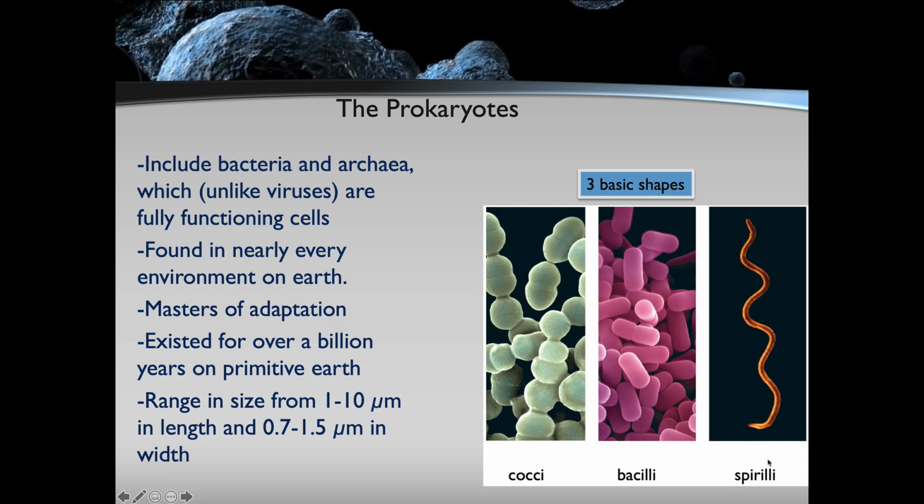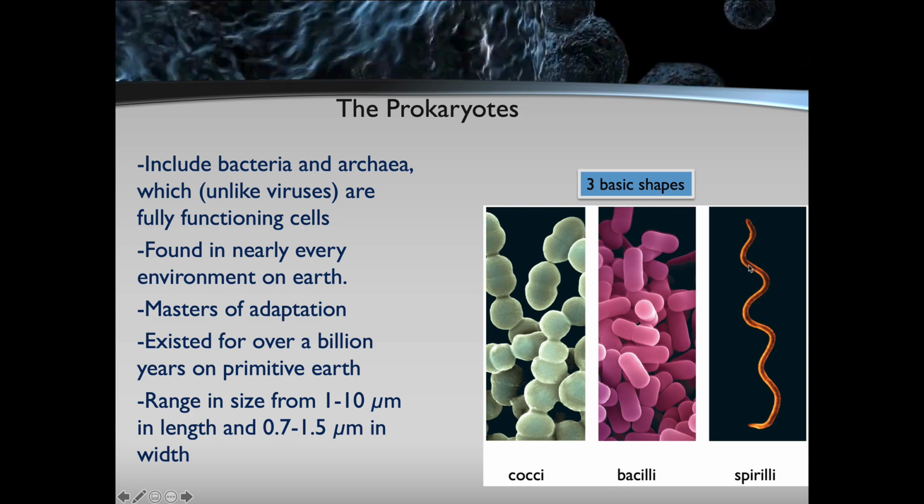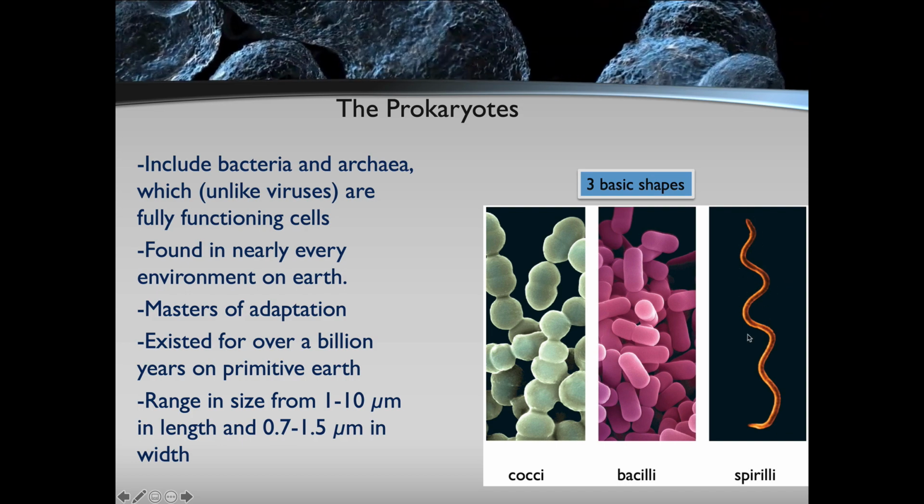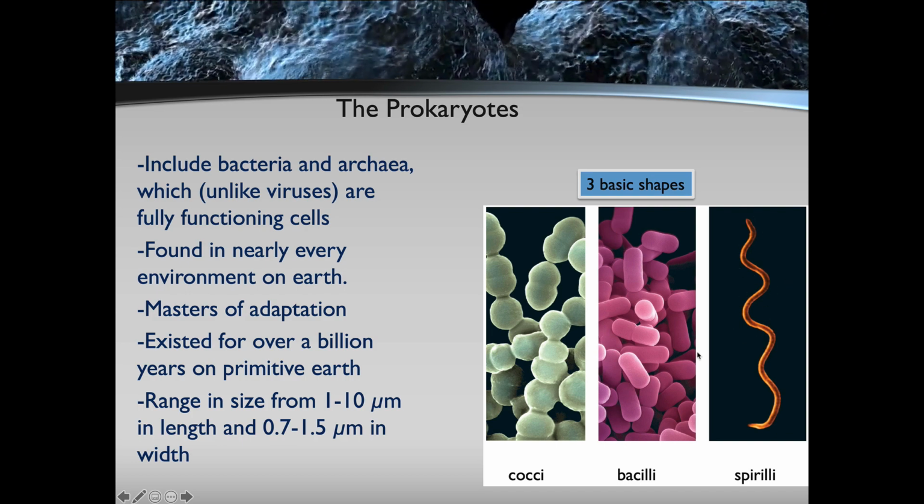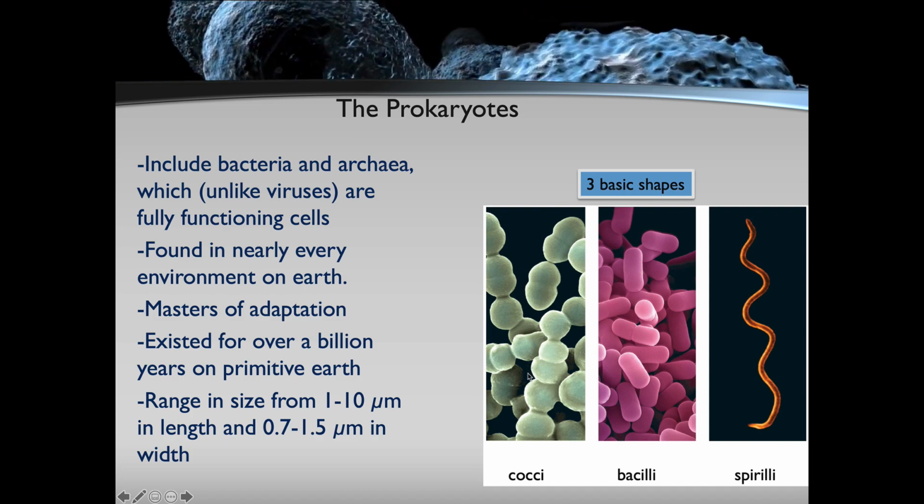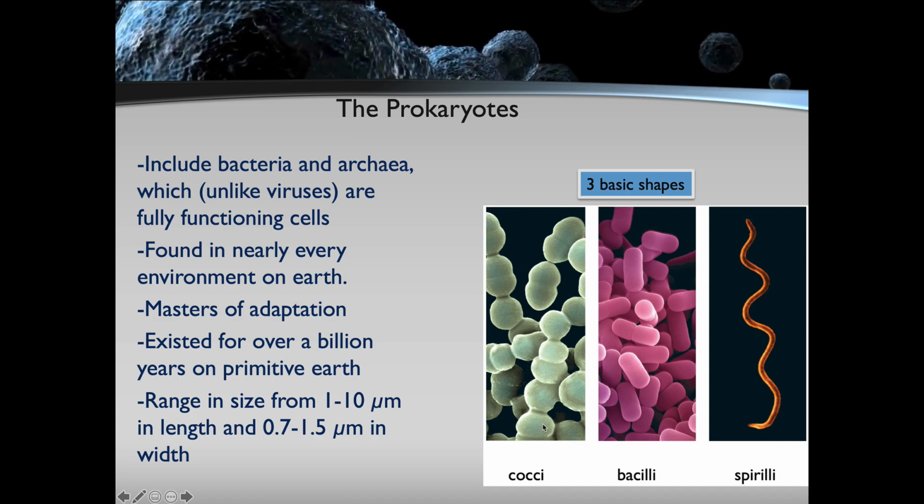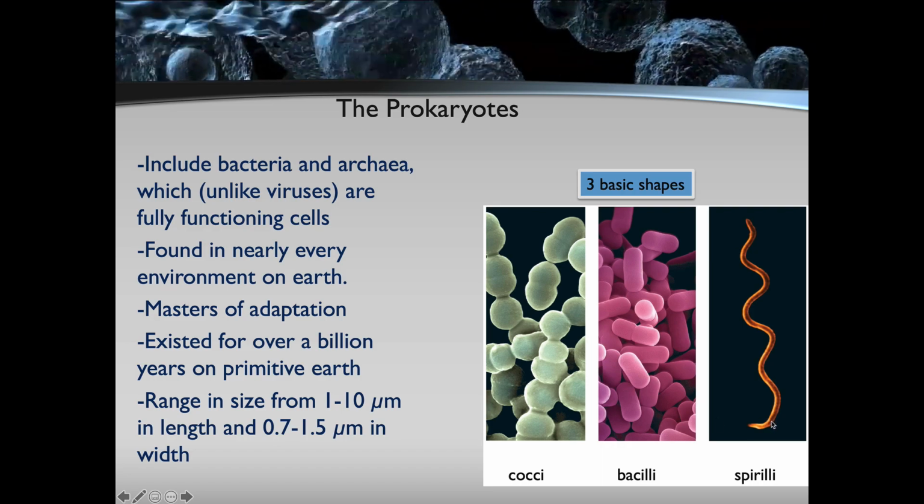The third type is called spirilli, and you can see it kind of looks like a little worm. It is motile, so it can move around. So these are one of the ways in which we can classify bacteria based on their shape. So we have round, rod-like, and spiral.